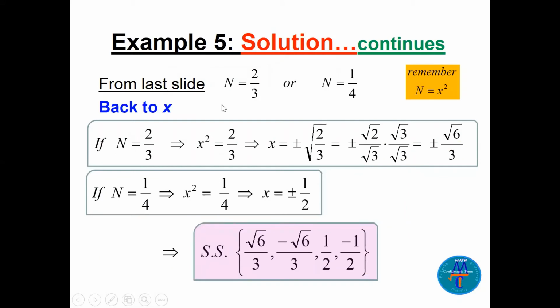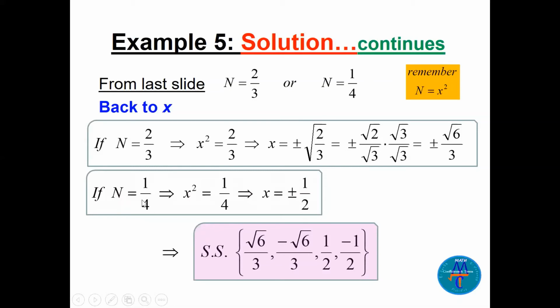So this is n equals 2 over 3 or n equals 1 over 4. Remember, this is what we used for let n equal x squared. So n is 2 over 3, I replace it there, so I get x squared equals 2 over 3. That's another simple, easy, tiny quadratic equation. We can find the x by taking the square root of both sides, a little rationalizing, plus or minus square root of 6 over 3. So these are two solutions waiting here.